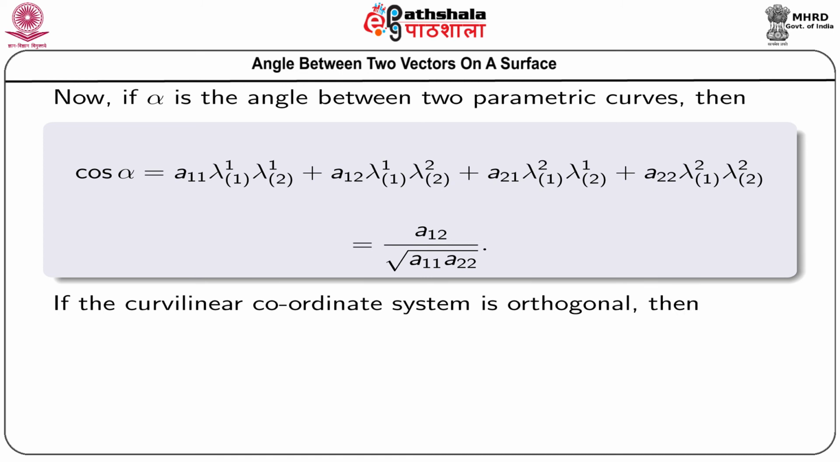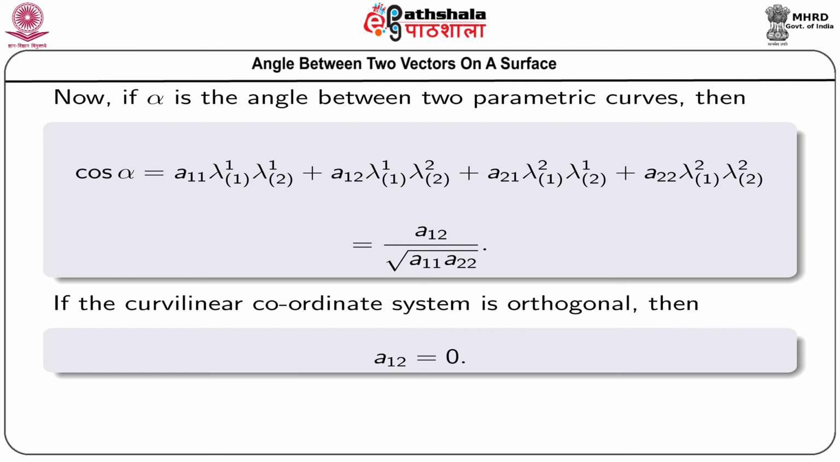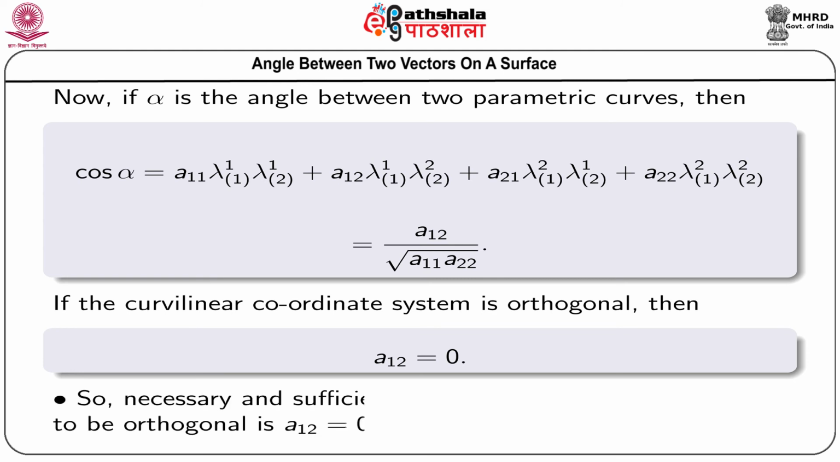Now, if the curvilinear coordinate system is orthogonal, then obviously alpha equals to pi by 2 and the value of a12 will be equal to 0. So, this is the necessary and sufficient condition for parametric curves to be orthogonal, that a12 equals to 0.